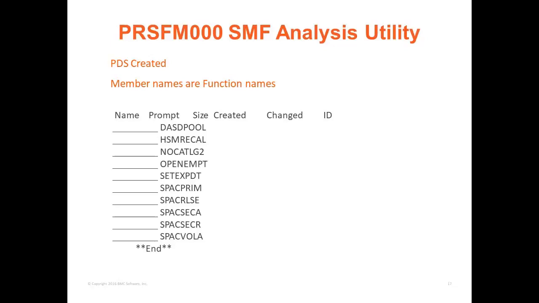Here's a sample of the PRSFMOOO SMF utility PDS output. As noted, each member is the name of a function. When browsed or edited, the member will display all of the actions taken for that function in chronological order.